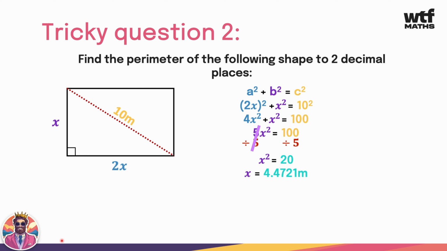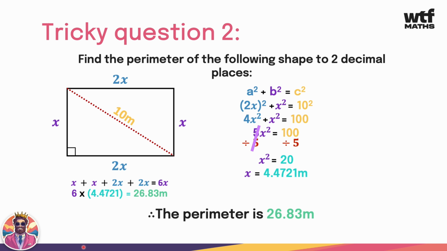So x is 4.4721. Now to find the perimeter of this shape, we need to remember that in a rectangle, opposite sides are the same. So if this is 2x here, that means that this side here must also be 2x. And if this is x here, it means that this side of the rectangle must also be x. Now, perimeter is when you add all the sides together. So if you add x and 2x, x and 2x, you'll end up with 6x. So 6 times x will be our perimeter. Now we know what x is. So 6 times 4.4721 is 26.83 meters to 2 decimal places. So the perimeter of the shape is 26.83 meters.